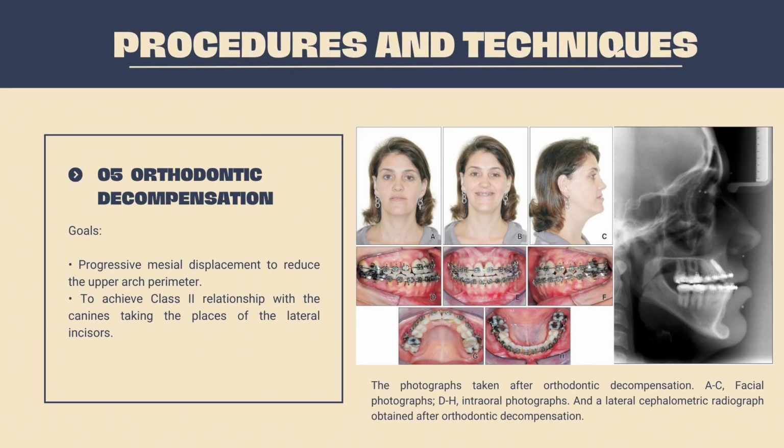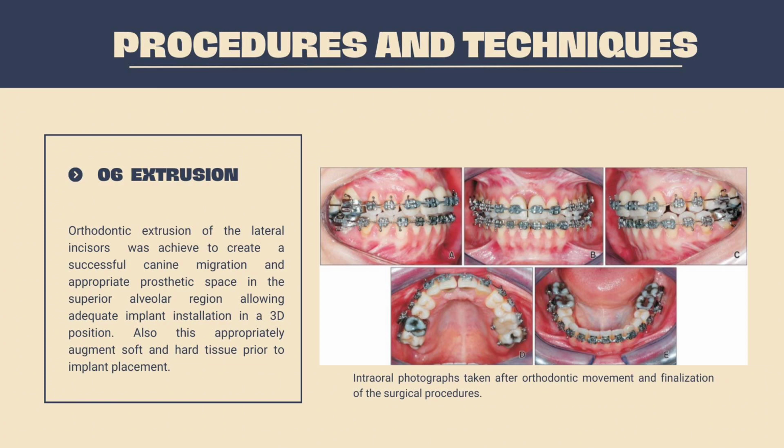Goals: progressive mesial displacement to reduce the upper arch perimeter, to achieve class 2 relationship with the canines taking the places of the lateral incisors. Orthodontic extrusion of the lateral incisors was achieved to create a successful canine migration and appropriate prosthetic space in the superior alveolar region, allowing adequate implant installation in a 3D position. Also, this appropriately augments soft and hard tissue prior to implant placement.